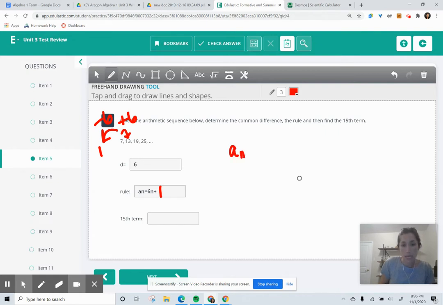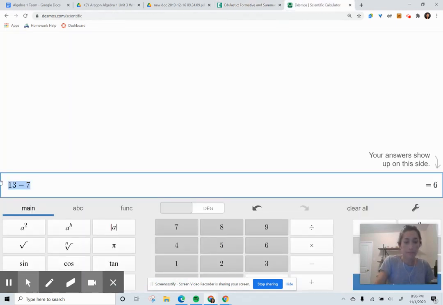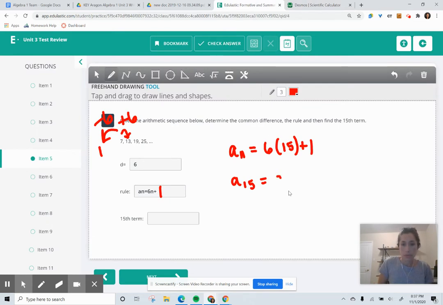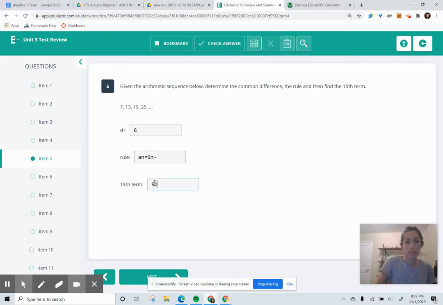So a sub n equals 6 multiplied with 15 plus 1. That's going to be our 15th term. You can actually write a sub 15 because that's the 15th term. So I'm going to put a sub 15 now equals, let's multiply 6 times 15, which is 90, and then we're just adding 1 to that. So this would be 91. The 15th term is 91. So when I go off my scratch pad here, I'm just going to put a 91. Oh, and I didn't need to put my plus 1 there. There we go.